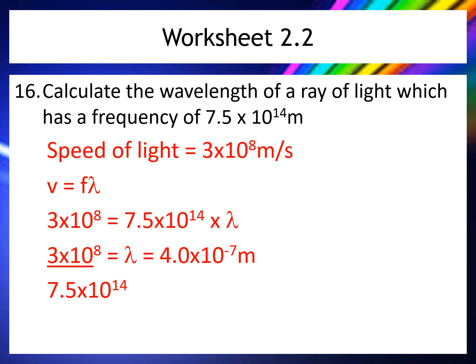Again, we know the speed of light is 3 times 10 to the 8 meters per second. I write down the equation, v equals f lambda, and I put the numbers in underneath. 3 times 10 to the 8 is equal to 7.5 times 10 to the 14 multiplied by lambda, which is the wavelength, which I don't yet know. Reverse the maths: 3 times 10 to the 8 divided by 7.5 times 10 to the 14 gives me the wavelength. Stick that into the calculator, and the answer comes out as 4.0 times 10 to the minus 7 meters.